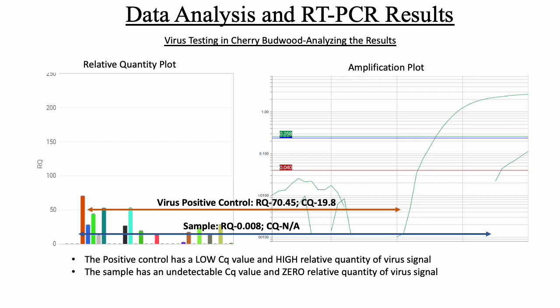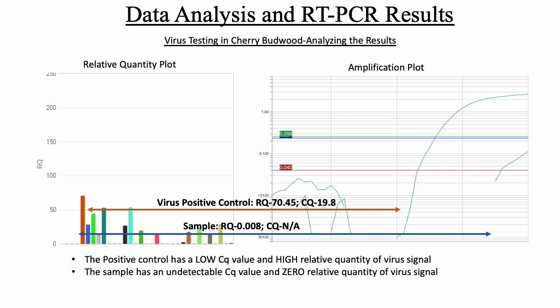Finally, I wanted to show a real-world example of what our typical real-time PCR results look like for virus detection. Here we see the results of 2 samples. First, a positive control that has little cherry virus, and a second unknown sample. The plot on the left has the relative quantity of virus sequence present, and the right plot illustrates the amplification curve of our two samples.